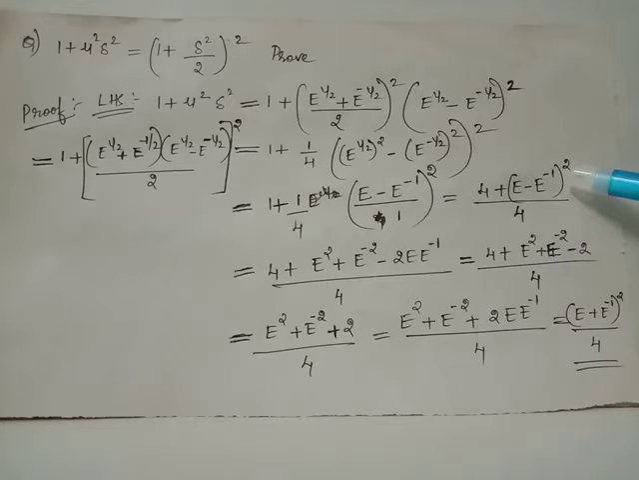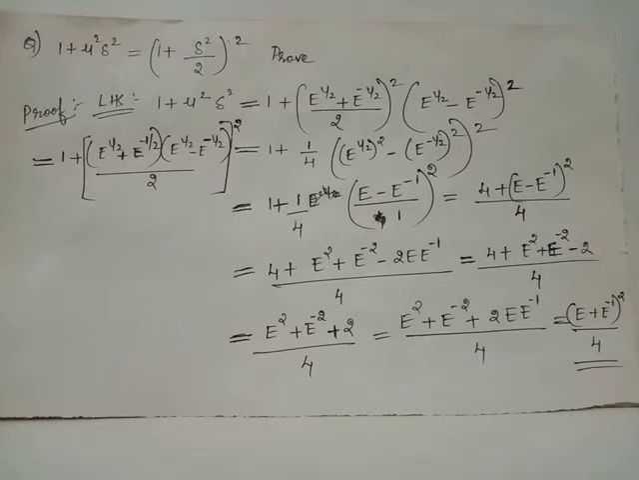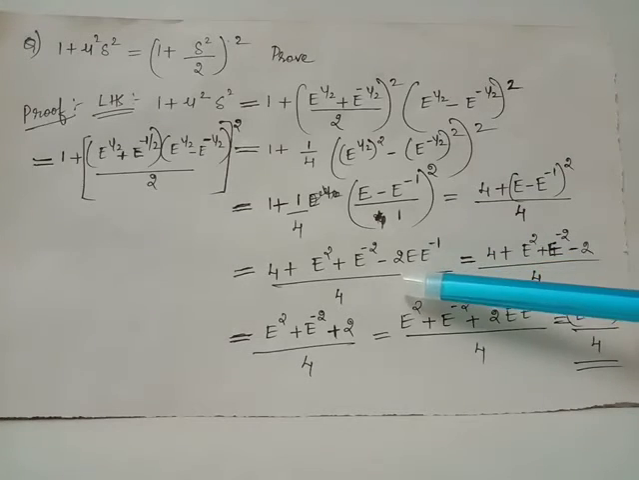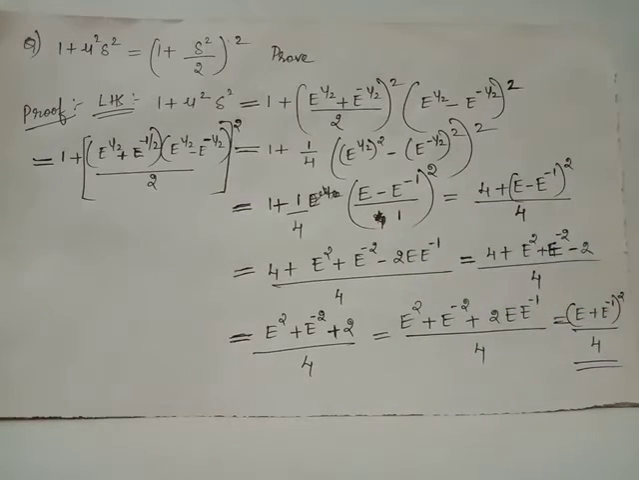This can be expanded using the formula for (a - b)², and we get (4 + e² + (e⁻¹)² - 2 × e × e⁻¹)/4. (e⁻¹)² becomes e⁻², and e × e⁻¹ is just 1. Thus we have (4 + e² + e⁻² - 2)/4 obtained.